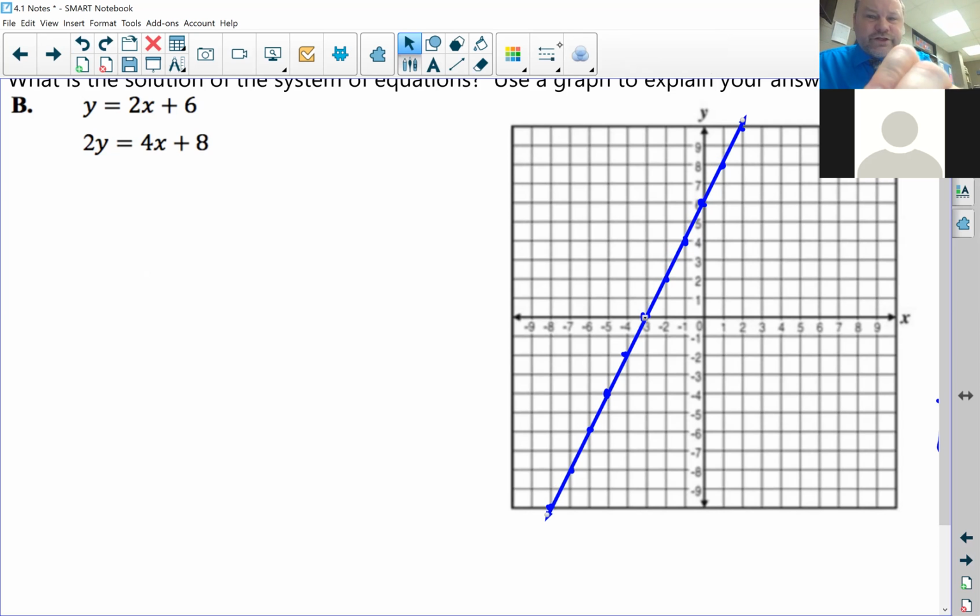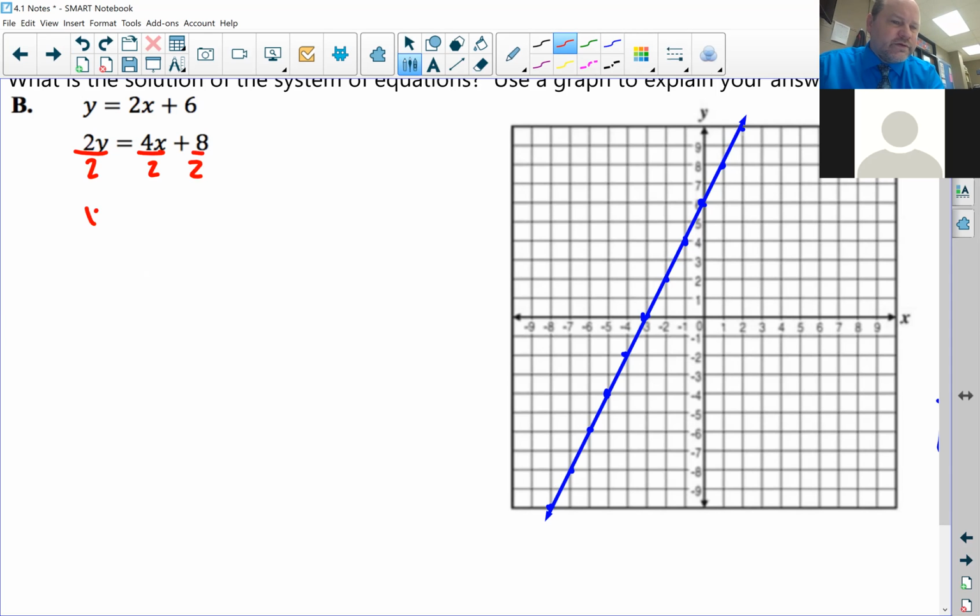My second equation, again, isn't quite in slope-intercept form. So what I'm going to do is, the y is by itself, I just need to divide everything by 2. 4 divided by 2 is 2. 8 divided by 2 is 4. So the second equation has a y-intercept of 4 and a slope of 2.